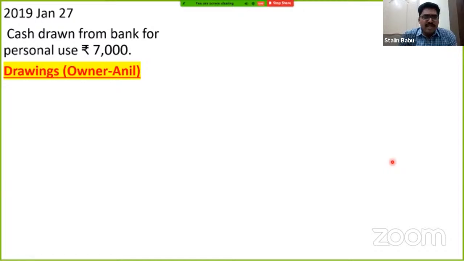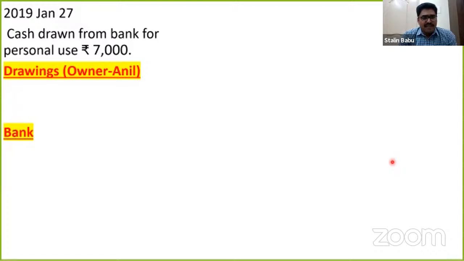Cash drawn from bank for personal use. Personal use means the use of the owner. So the owner is receiving the cash and the bank is the giver of the cash. So the two accounts involved here are drawings account and bank account. Drawings means it is used by the owner. Who is the owner? Anil. So one account is Anil account and the other one is bank account. Both come under personal account.